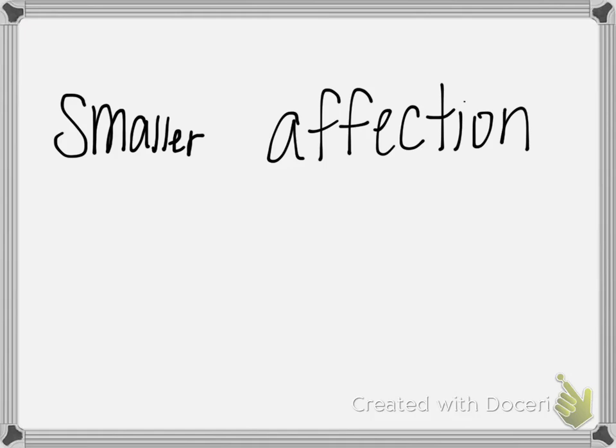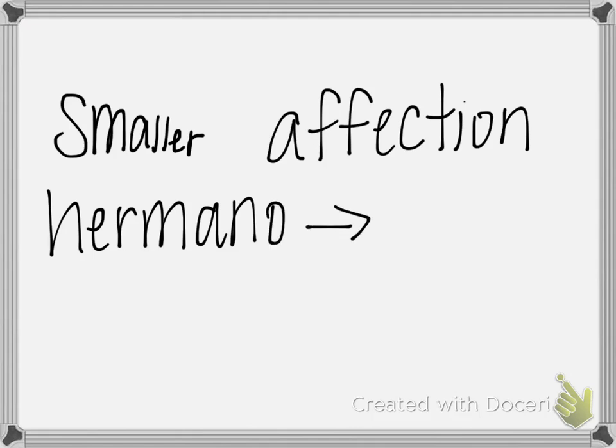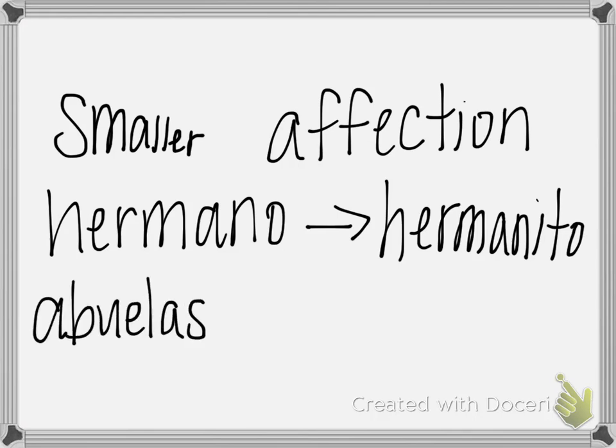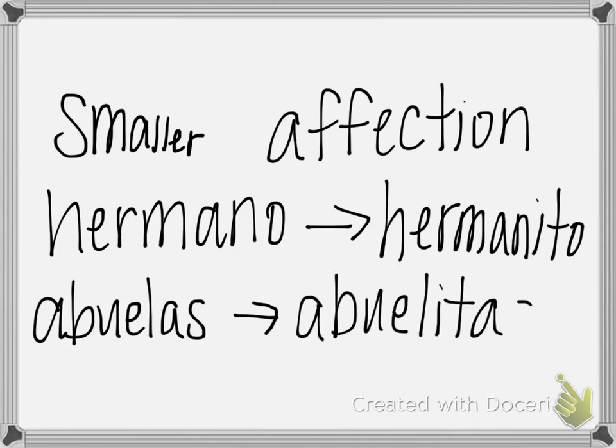The examples you have are hermano, and using the suffix to show that something is smaller, in this case a little brother, a younger brother, it becomes hermanito. So instead of continually saying mi hermano menor, you can just say mi hermanito. It already implies that it's your little brother. Or we have abuelas, so grandmothers. If I change it to abuelitas, it takes on an affection type of meaning. So my dear grandmas, my dear grandmother, abuelita.